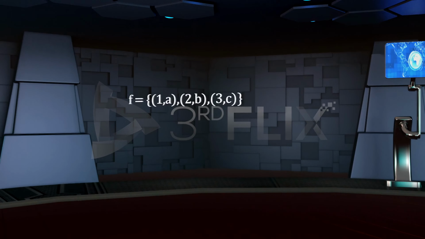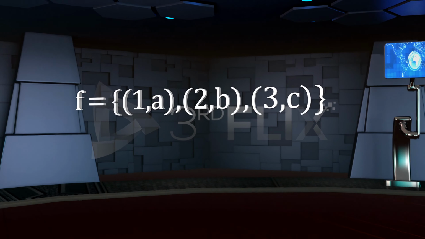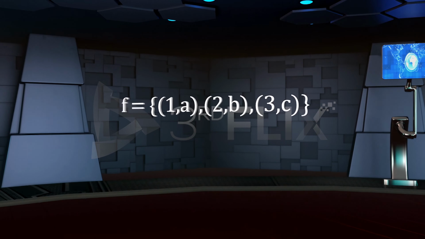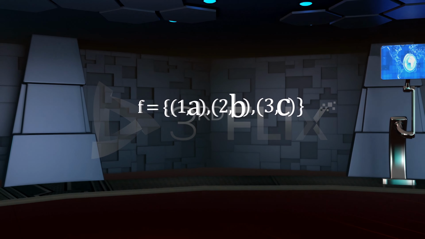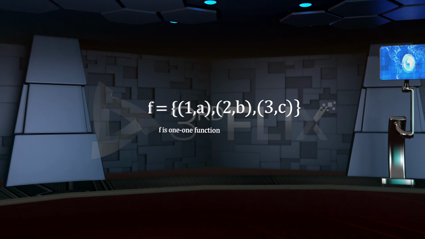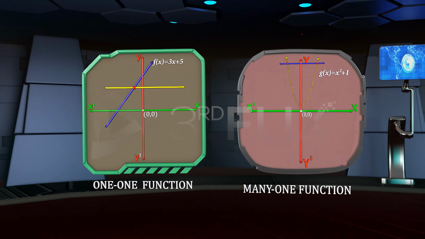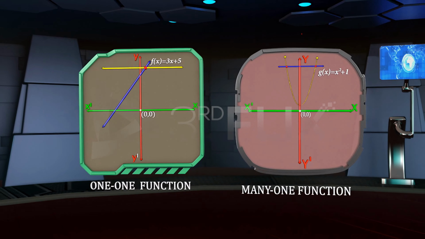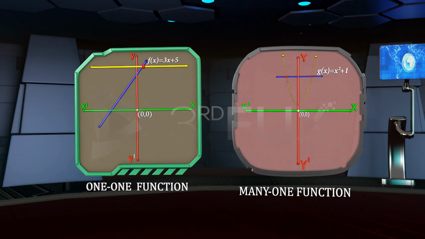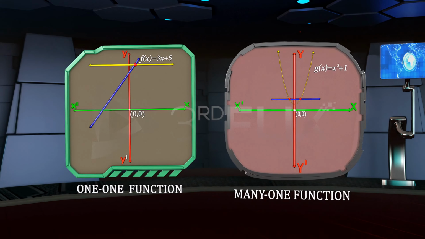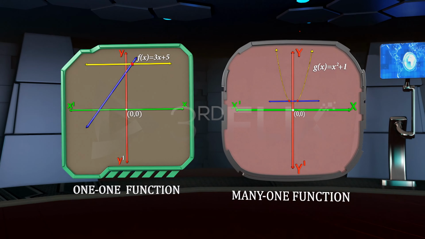If the function is given in the form of ordered pairs, and if no two ordered pairs have the same second element, then the function is 1-1. If the graph of the function y equals f of x is given and each line parallel to the x-axis cuts the given curve at a maximum of 1 point, then the function is 1-1.